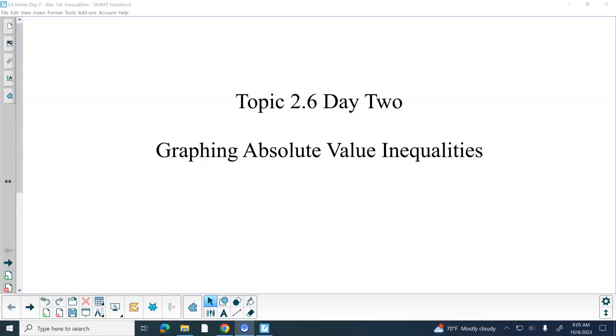Okay? Today, we're going to take that same skill set, and we're going to go to absolute value inequalities. So now instead of graphing lines, we're going to graph absolute values. Okay?